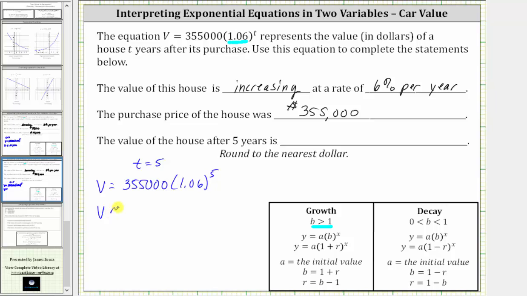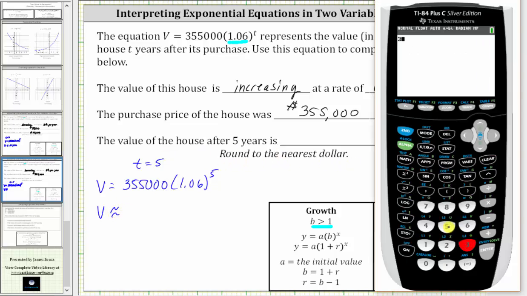And now we go to the calculator, and we are told to round to the nearest dollar. We enter 355,000 times 1.06 raised to the power of 5, and enter. To the nearest dollar, the value is approximately $475,070.